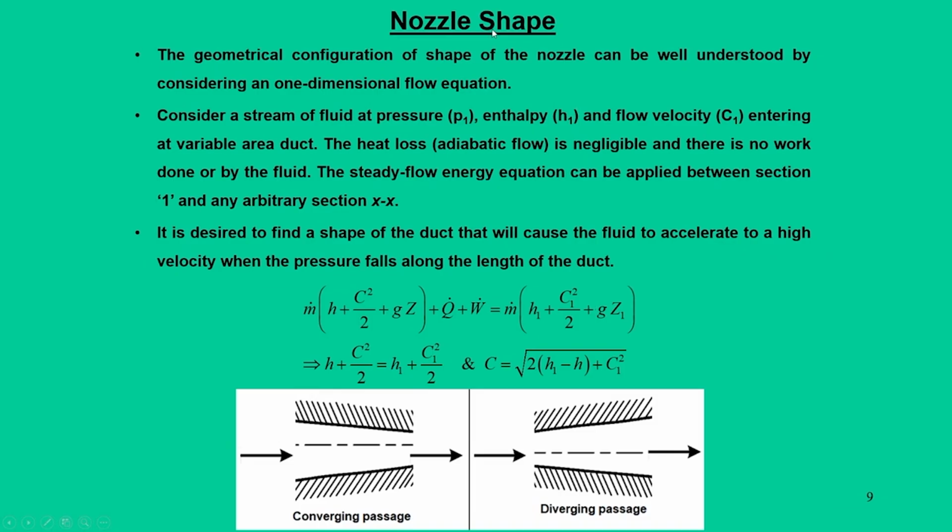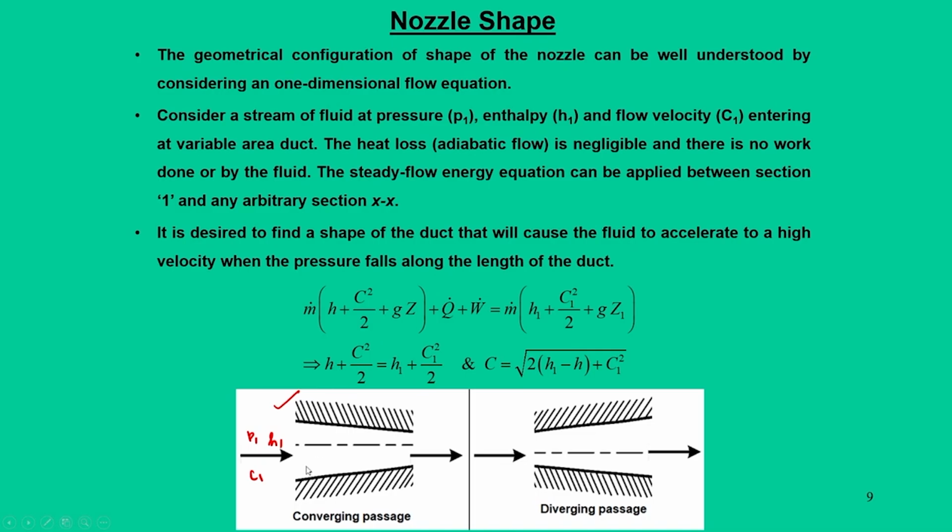All this depends on the area of the passage. So, to understand this concept, let us think about a stream of fluid at a certain pressure P1, enthalpy H1 and flow velocity C1, which enters a duct. For the time being, let us stick to this converging passage, in which we have pressure P1, enthalpy H1 and velocity C1, which enters the duct.